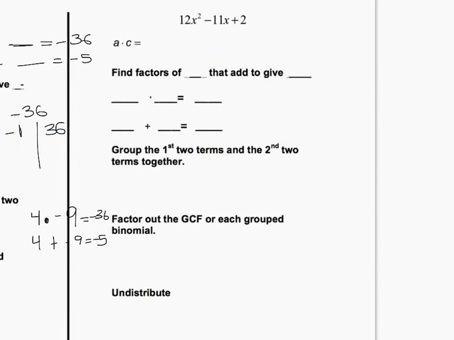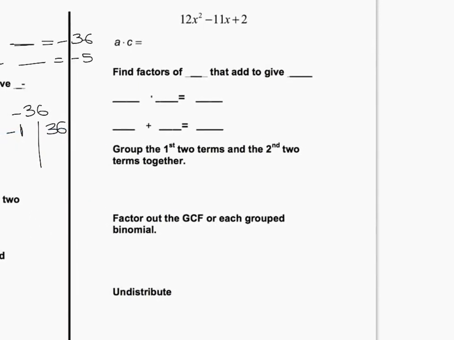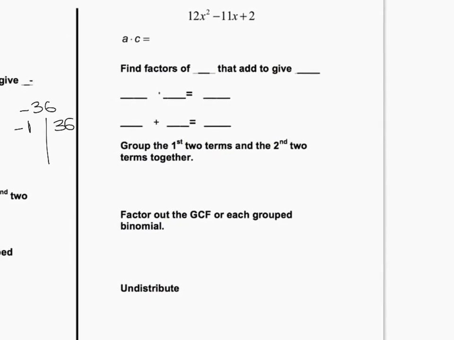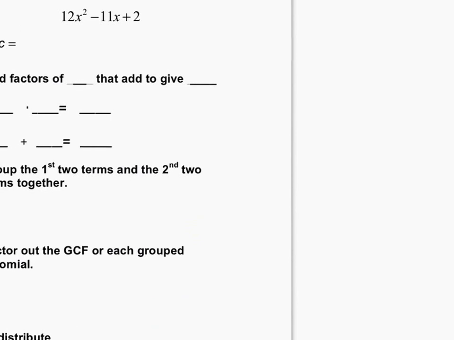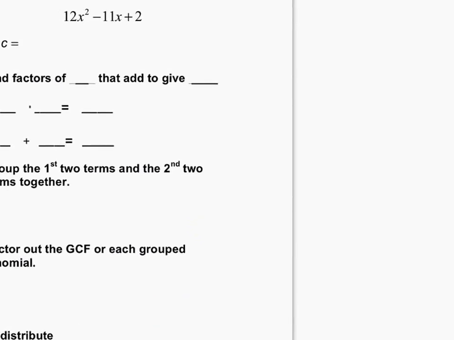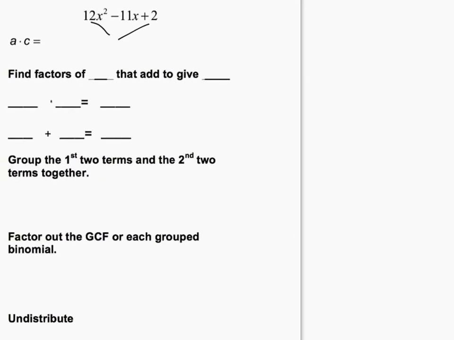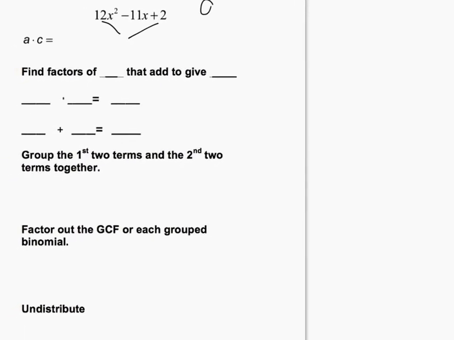Now, I would like you to pause the video and try this one on your own. Now, the first thing I need to do is to find what A times C is. So A is 12, and C is 2. So A times C is 24.